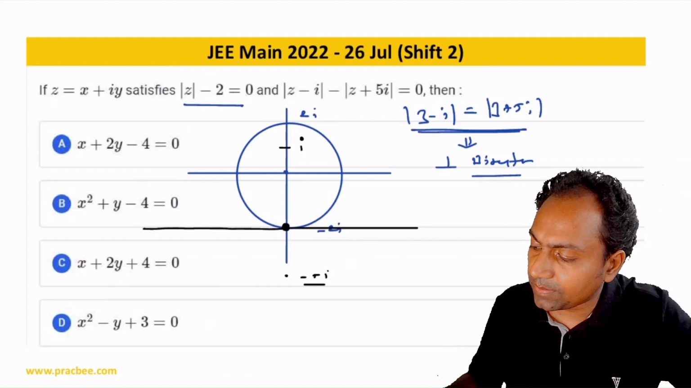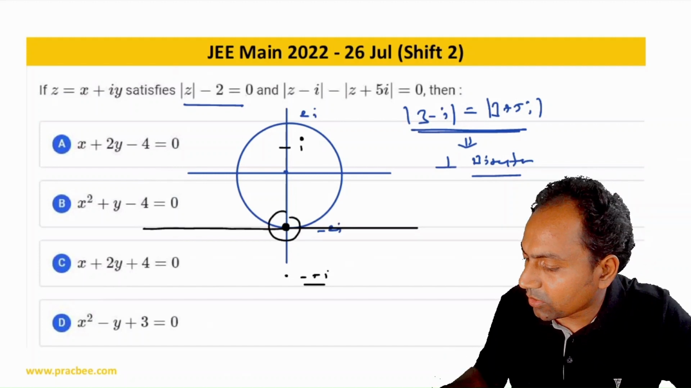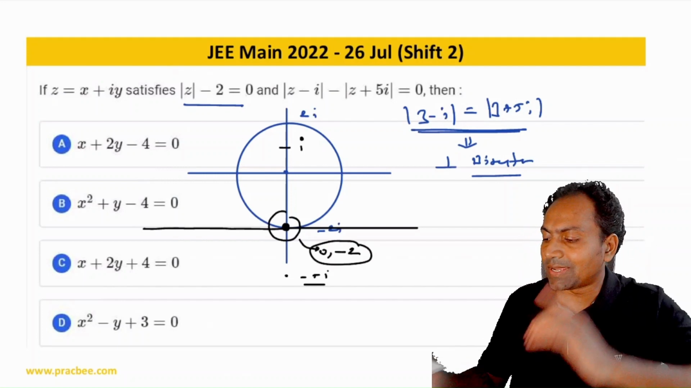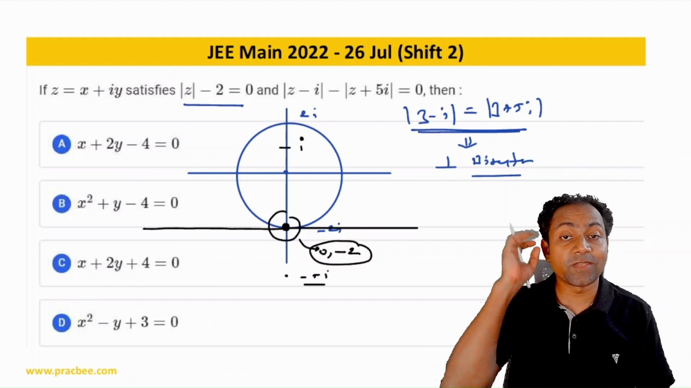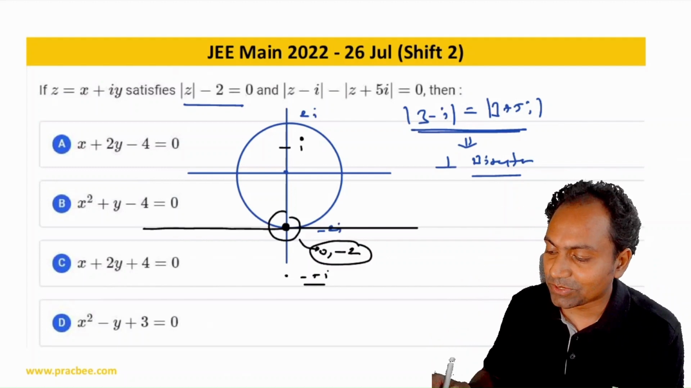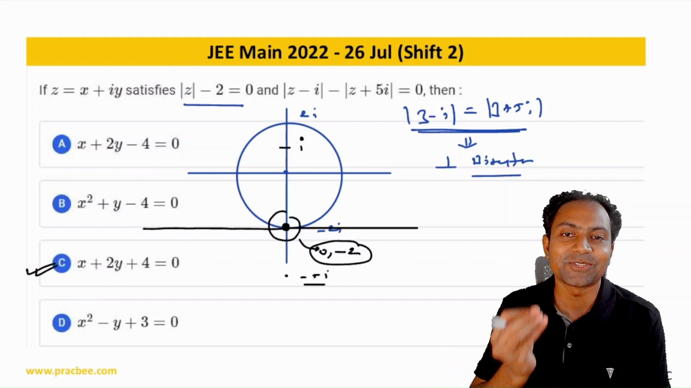You can see that the point that satisfies both the curves is only one point, this point. If I talk about this point in the coordinate plane, it is nothing but (0, minus 2). So what they are asking is, this (0, minus 2) is satisfying which of the following options? The question is very simple. If you check all the options, you will find that your C option is satisfying it, and hence it becomes the answer of this question.